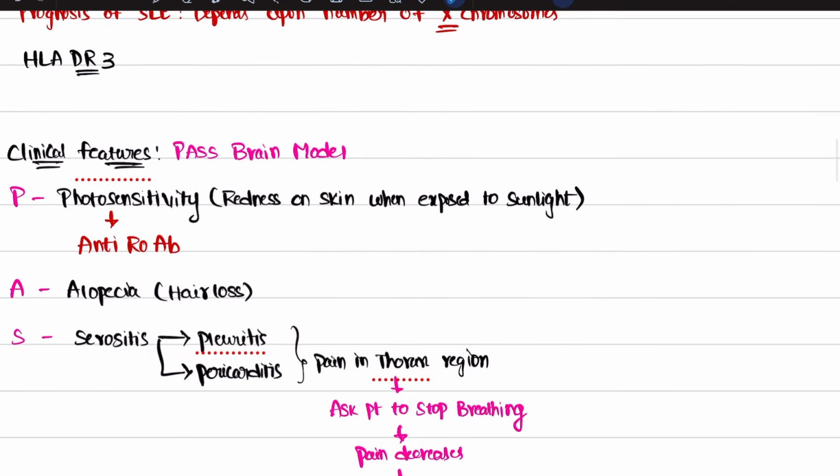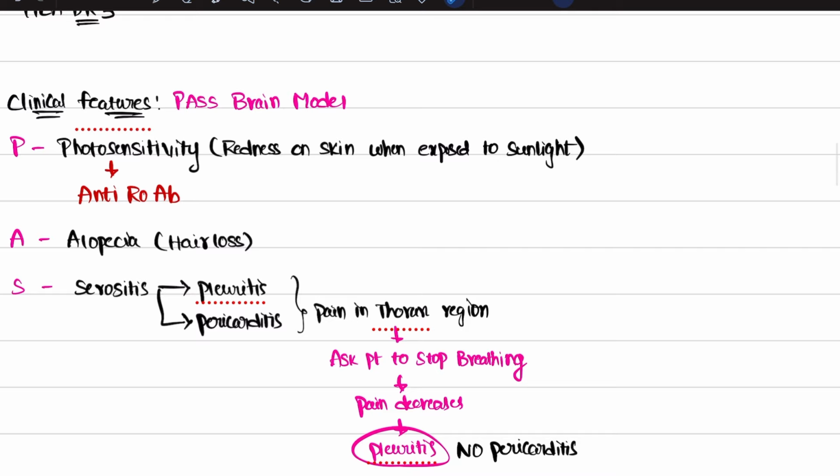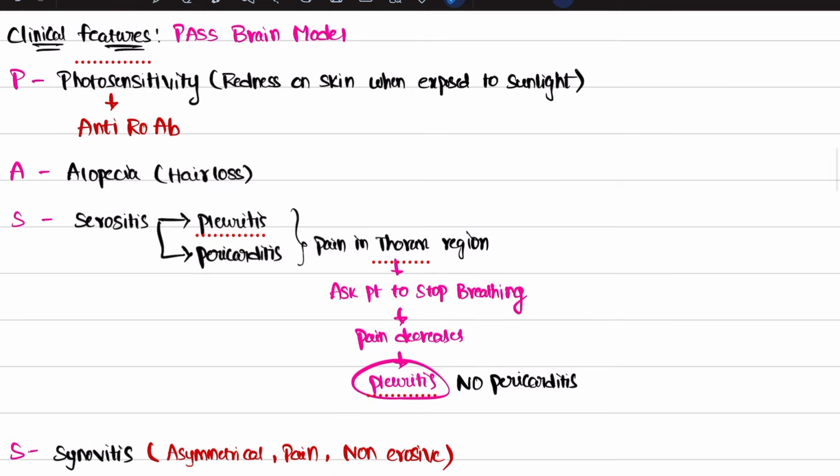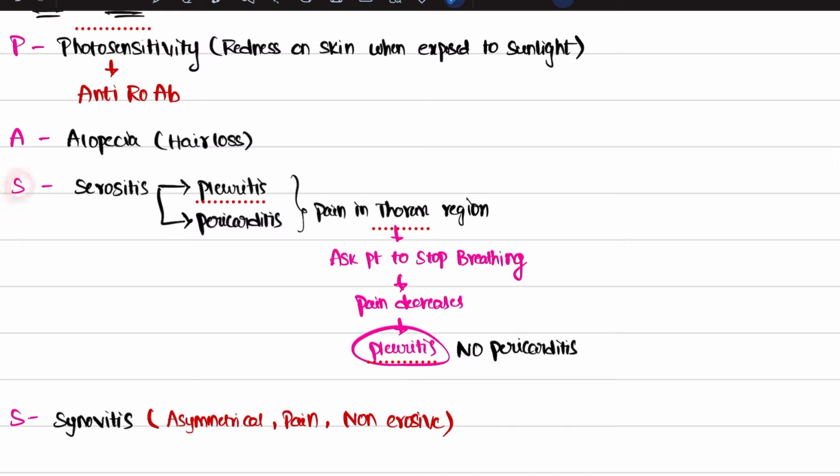Next we are coming to the clinical features. We learned them by the mnemonic PAS BRAIN model. In PAS BRAIN, P stands for photosensitivity. Whenever a person stands in the sunlight, he complains of redness of the face. That's photosensitivity. The antibody responsible for photosensitivity is anti-Ro antibodies. Next, A is alopecia. Alopecia means hair loss. It doesn't form scars, so it is non-scarring alopecia. And S stands for serositis.